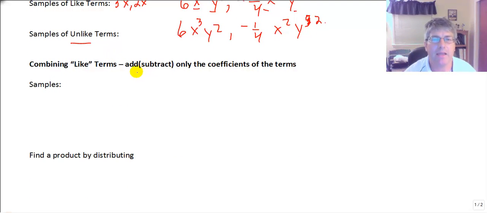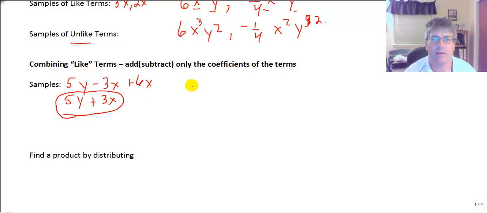We can combine like terms by adding and subtracting only the coefficients of those terms. That's how we combine like terms. We cannot combine unlike terms. They stay separate. So we will add the coefficients. If we had something like 5y minus 3x plus 6x, I don't have any like terms to go with the 5y, but I do have these two x terms, and negative 3x plus 6x is plus 3x. So that would be simplifying and combining like terms.